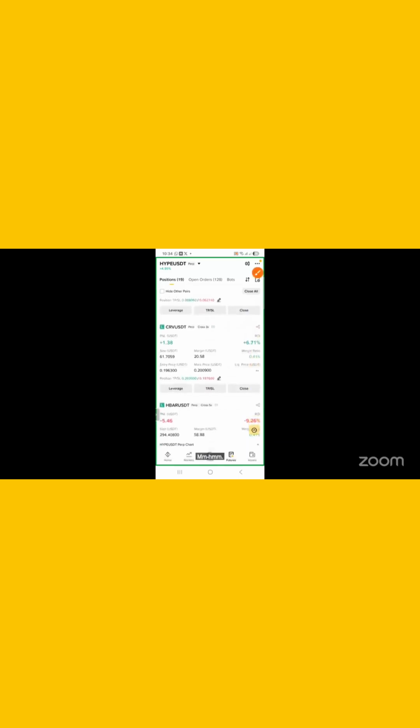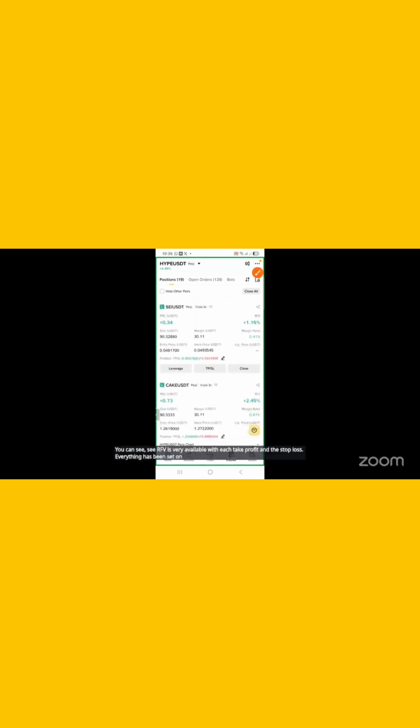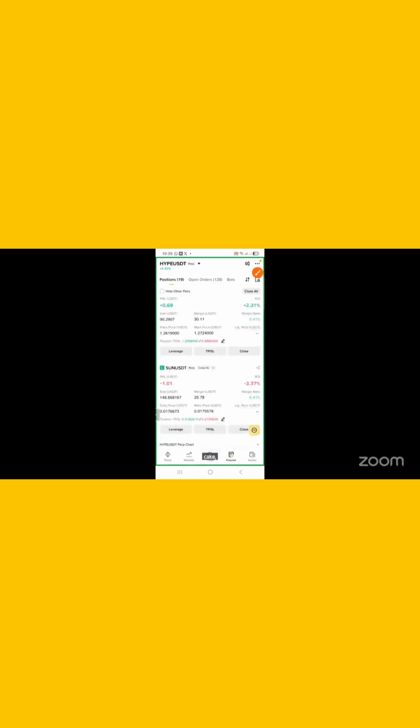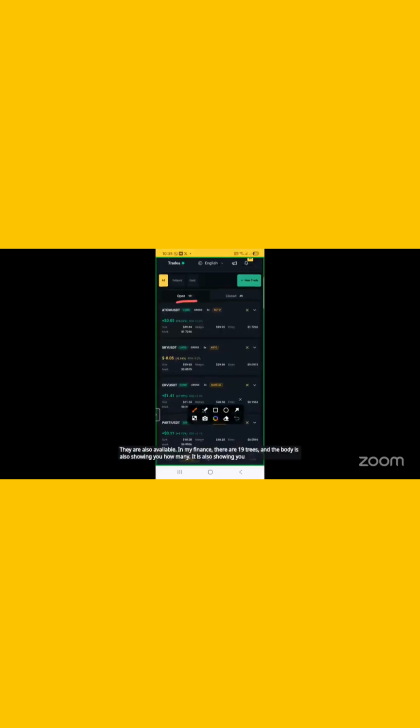You can see CRV is very available, set with its take profit and the stop loss. Everything has been set on my Binance account. You can also look at these other trades, say, CAKE, they're also available in my Binance. There are 19 trades, and the bot is also showing you 19 trades. So everything is like that.